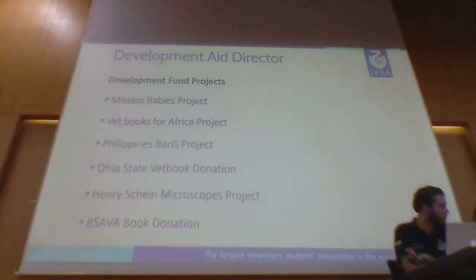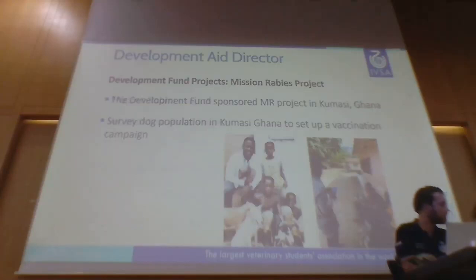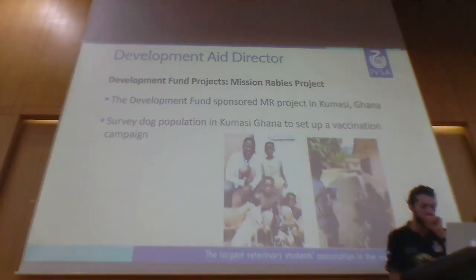So then we have a couple of projects that we're running right now. The first one is the Mission Rabies project, which is, I think personally, an amazing project in Kumasi, Ghana. It's in cooperation with the university and IVSA Kumasi, Ghana. What they did is choose a student to do a survey on the dog population and the knowledge of the locals about Mission Rabies, or rabies, I'm sorry.